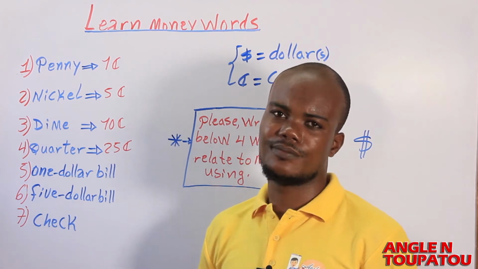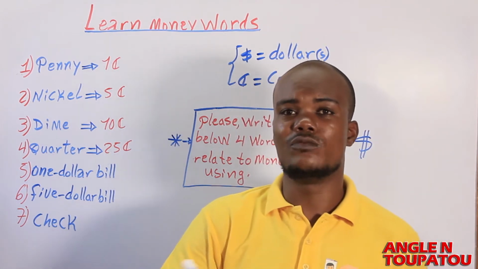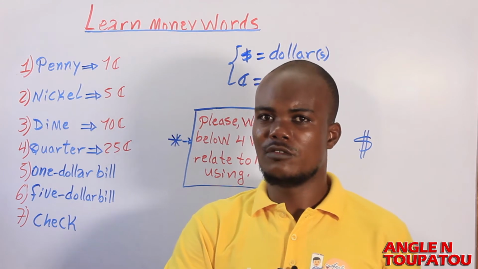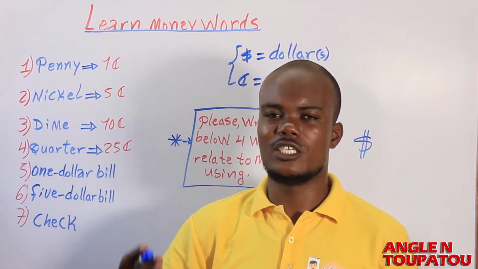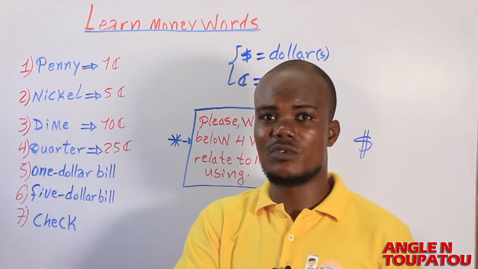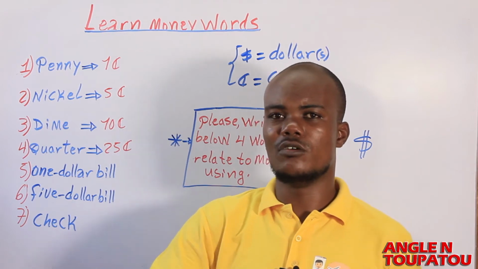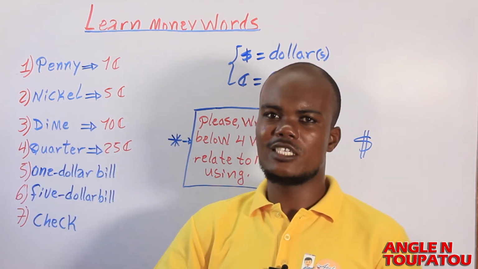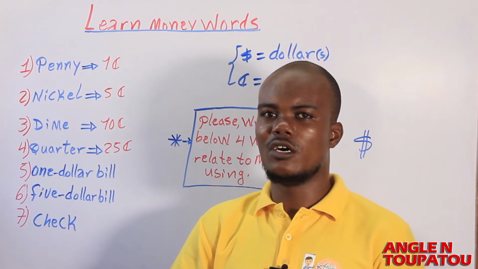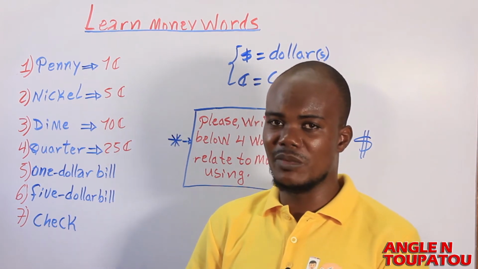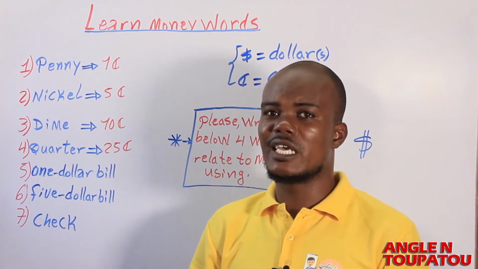What about a check? A check is a paper on which they write, they sign, they give you, and you go to the bank to cash it. This is money on paper. To cash it is to turn it or convert it into liquid money. Okay? And to cash money.